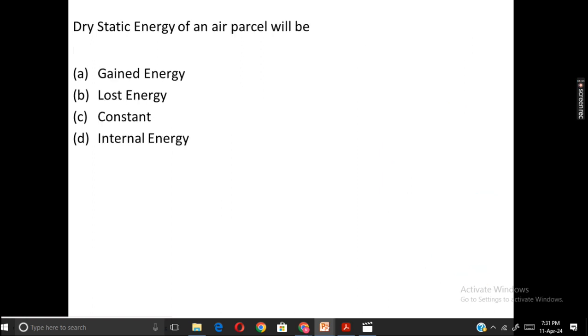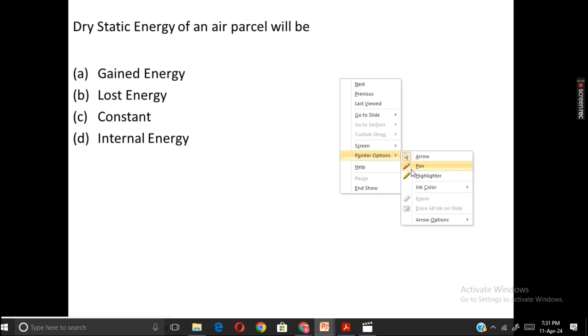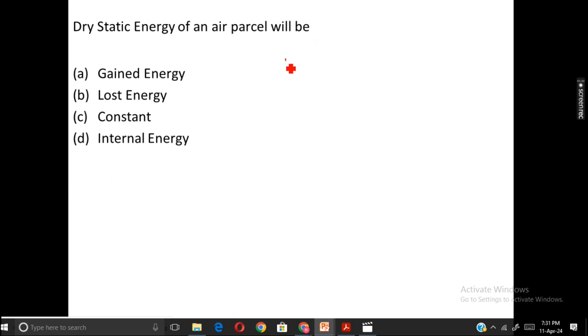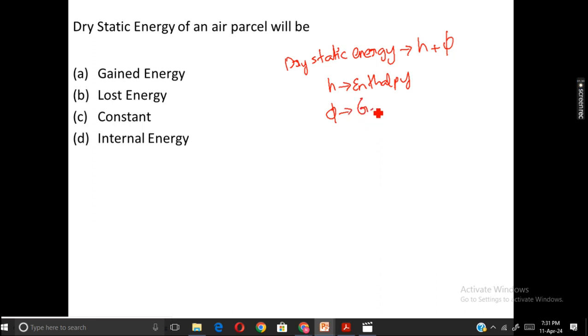Now the next question. The dry static energy of an air parcel will be what? What is basically the dry static energy of an air parcel? We have discussed this in thermodynamics. Dry static energy of an air parcel is given by H plus phi, where H is the enthalpy of the parcel and phi is the geopotential.